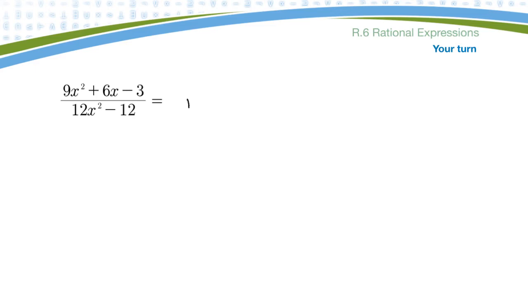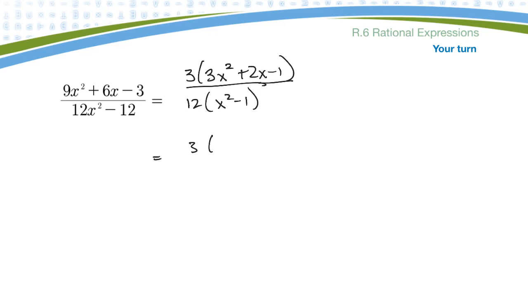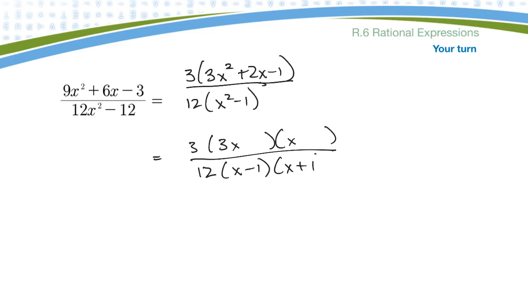Factor, see how you do, then press play. Okay, for this one, I think I can factor 12 out of the bottom, leaving me with x squared minus 1. On the top, I think I can factor 3 out, leaving me with 3x squared plus 2x minus 1, I think. Let's do some more factoring on the top there. That's a quadratic, so I should be able to do this with it. And on the bottom, that's the difference of squares. So x minus 1, x plus 1.